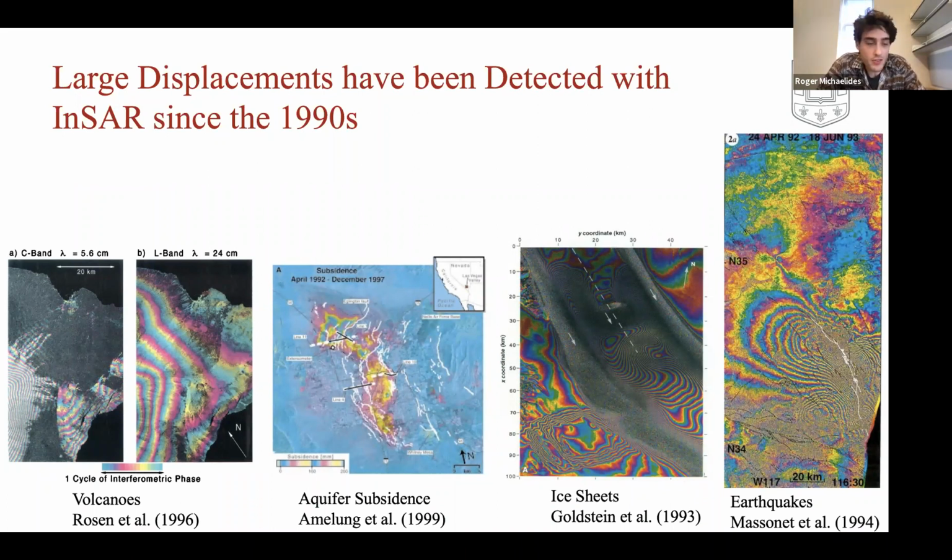So InSAR has been used to look at things like volcano deformation, aquifer subsidence due to groundwater pumping, ice sheet motion, and earthquakes. But again, these are large signals. And so if you're interested in small signals like what we'll be talking about today with permafrost, oftentimes you're in a regime where those error terms are comparable to or even larger than your signal of interest, which can often necessitate clever signal processing or time series analysis approaches to parse out those signals of interest.